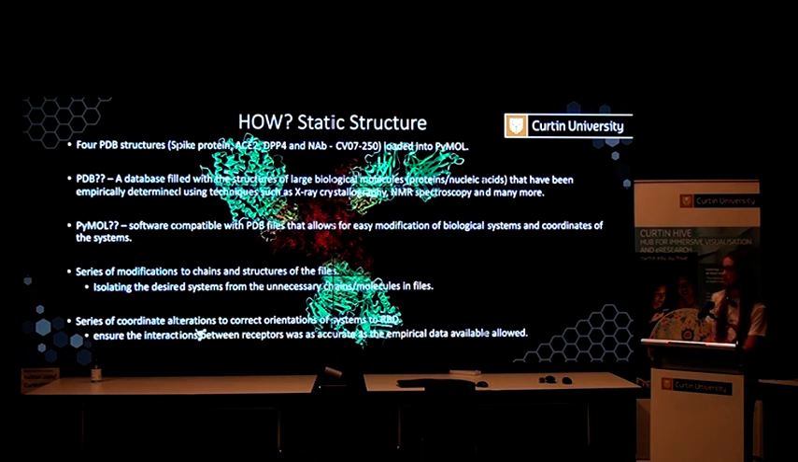And PyMol is software compatible with these PDB files that allows for easy modification of biological systems and coordinate changes of the systems. So for the spike protein and all of the PDB files, they underwent a series of modifications to the chains and structure files to remove any unnecessary molecules that might interfere with GROMACS. And then I altered the coordinates because the spike protein was the reference structure and everything else was in some other place in virtual 3D space, so we had to move them and change the coordinates so they're all sitting next to the spike protein.